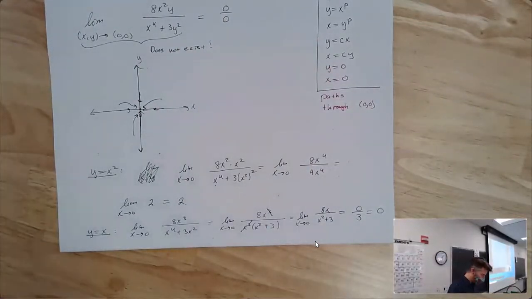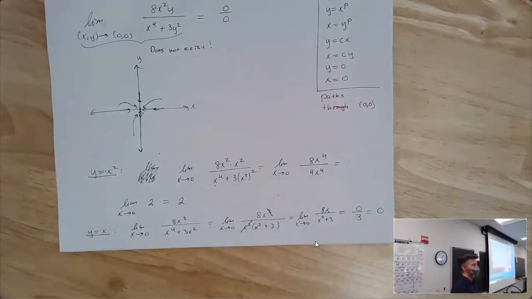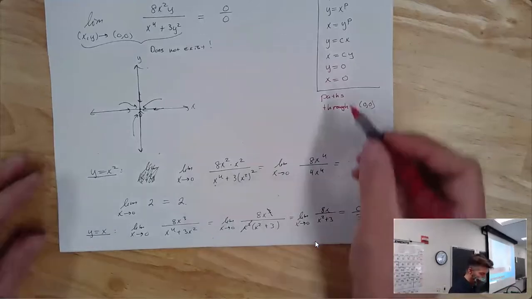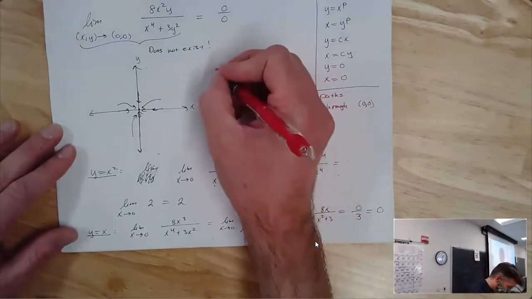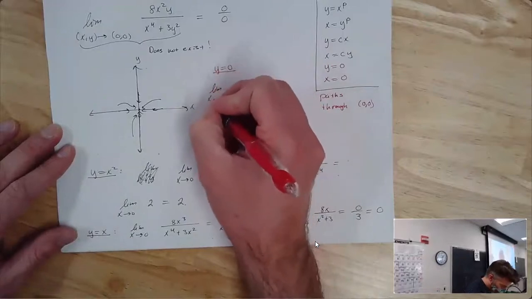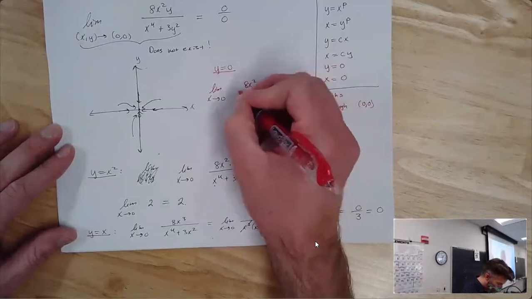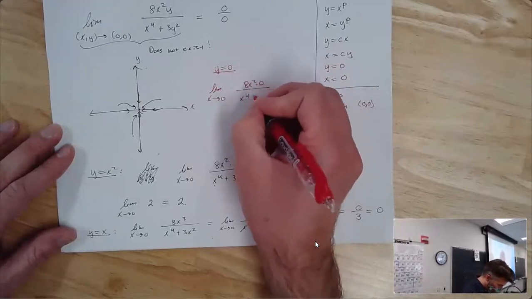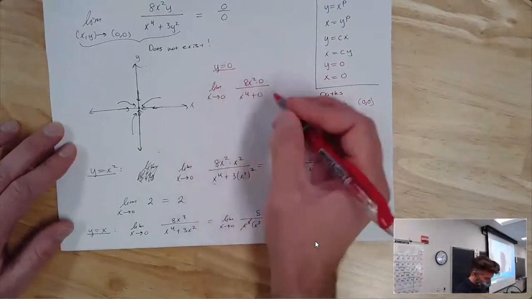I do want to point out that it's almost, I don't want to say always, but very, very frequently the right choice to pick one of these two paths because they're easy. If you pick y equal to 0, you're going to have the limit as x goes to 0 of 8 times x squared times 0 over x to the fourth plus 0. And before I take the limit, I'm going to simplify this.